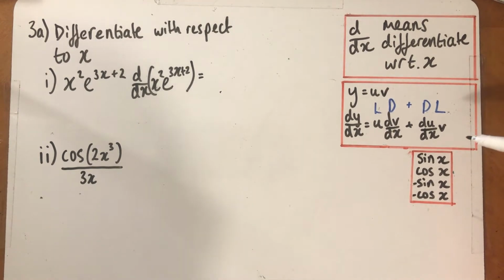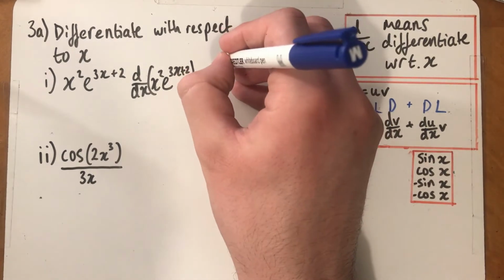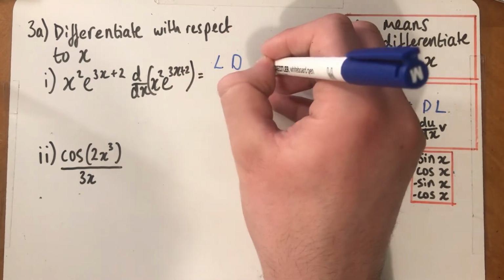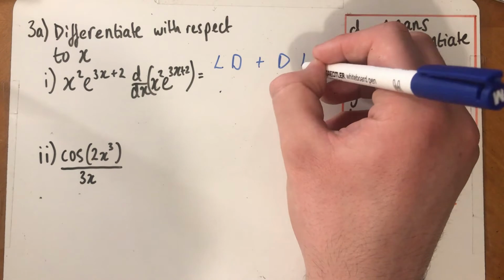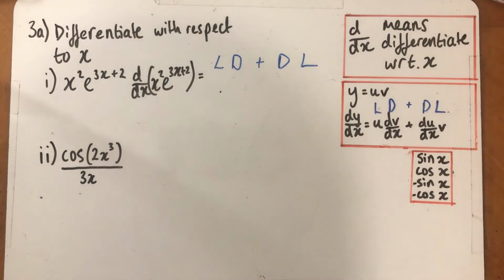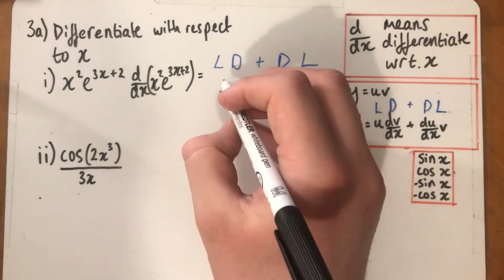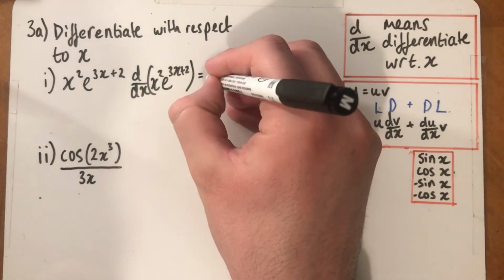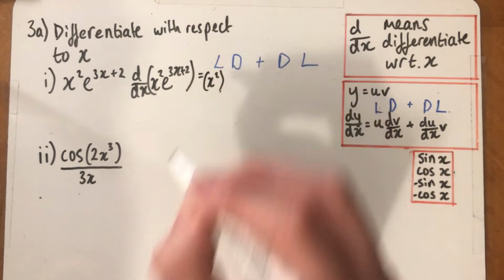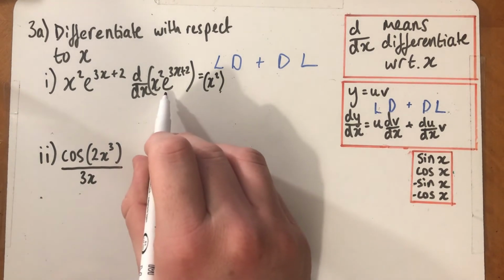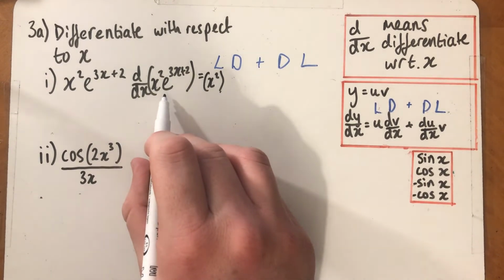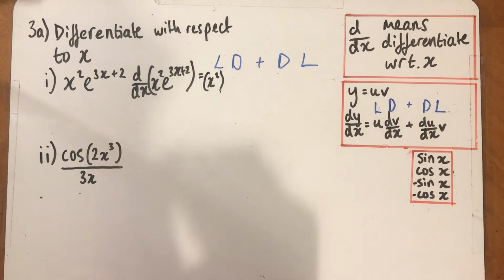And remember, in the exam, you don't get marks for writing the formula, you get marks for using the formula correctly. So we're going to apply the product rule, and we're going to use Lidl to help us remember what to do. So we leave the first term as it is, so that remains as x squared. Then we differentiate the second term. Now to differentiate e to the power of 3x plus 2, this is a function of a function, so we're going to have to apply the chain rule here.